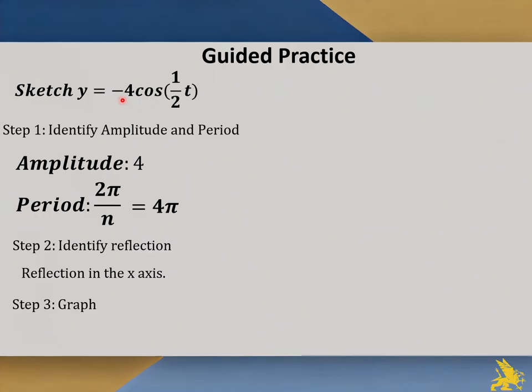So when I graph, the first thing I need to think about, cosine normally starts at 1, or in this case 4. The reflection means it will start at -4 and it will end at -4. Because this is 4 pi, the middle point I'm going to find will be 2 pi.